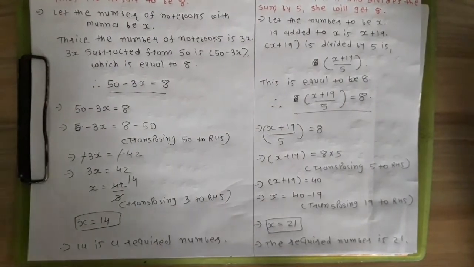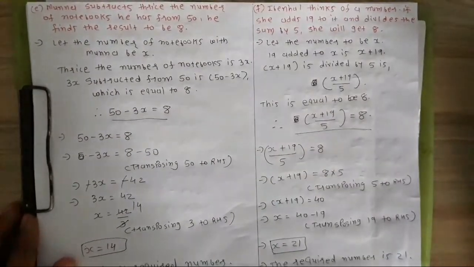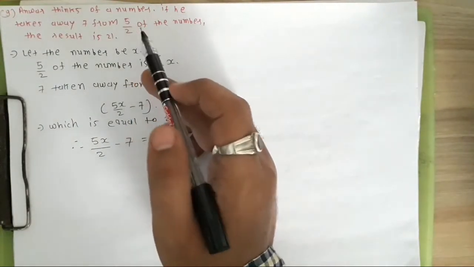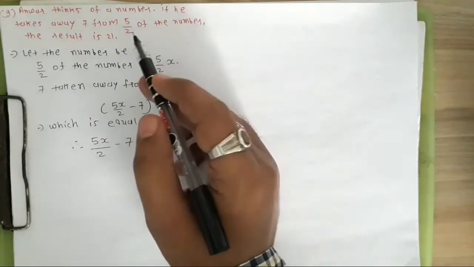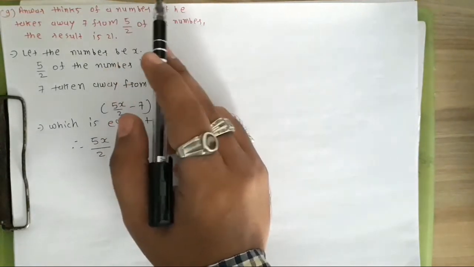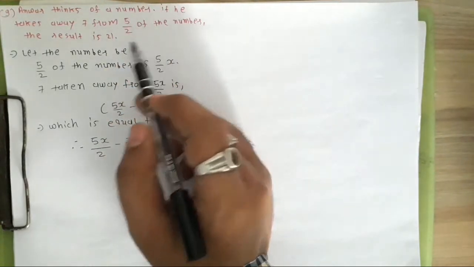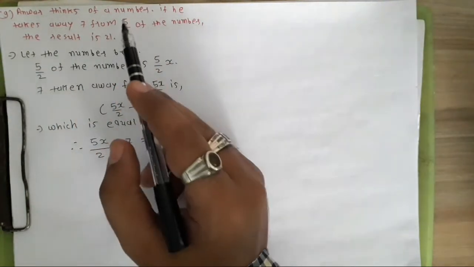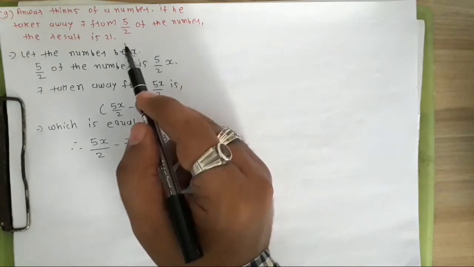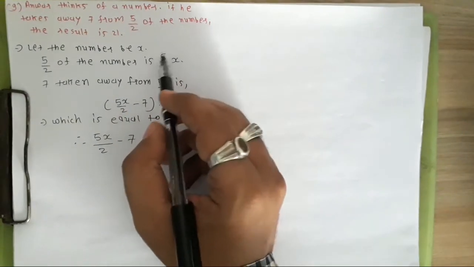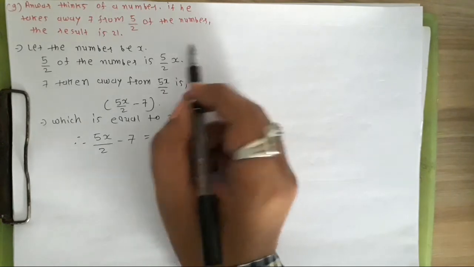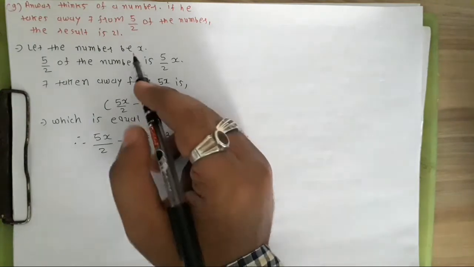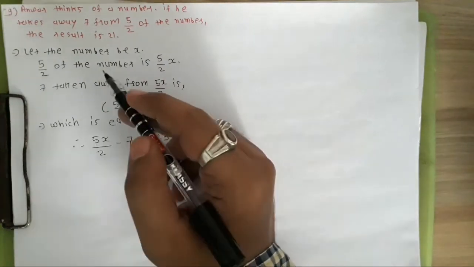Now moving to the next question. The last one is: Anwar thinks of a number. If he takes away 7 from 5 divided by 2 of the number, the result is 21. Anwar thinks of a number, so we are assuming let the number be x. Now if he takes away 7 from 5 divided by 2 of the number, so first of all 5 divided by 2 of the number, 5 divided by 2 into x, from that he takes away 7. That means 5 divided by 2 into x minus 7, the result is 21. So he is getting 21.